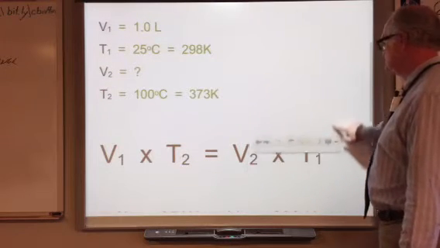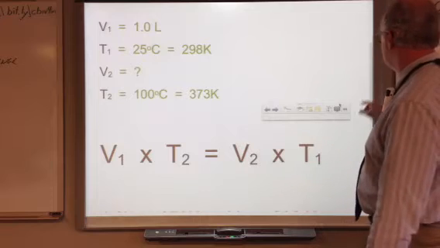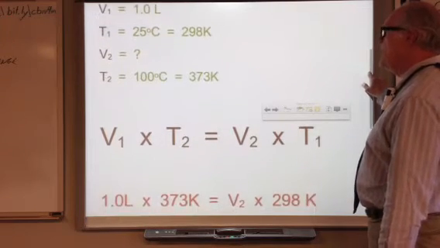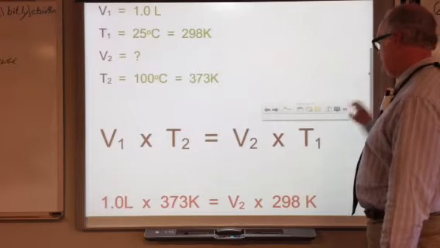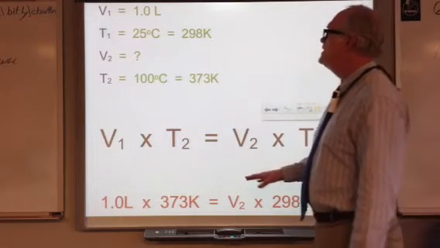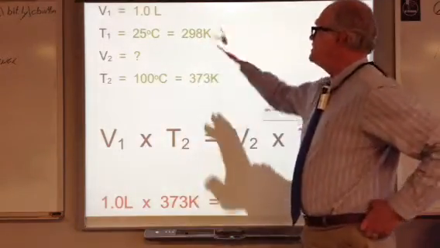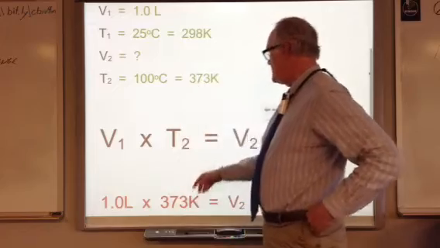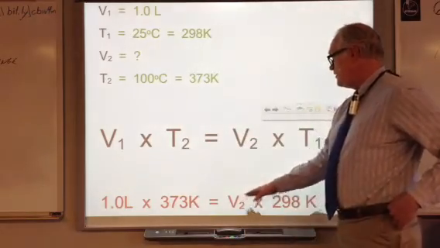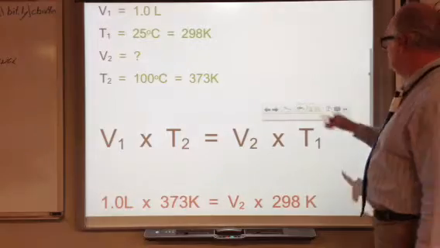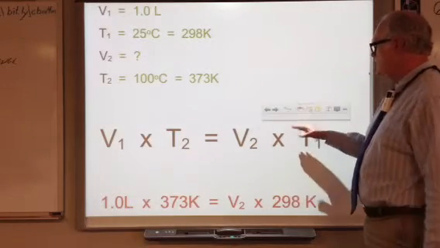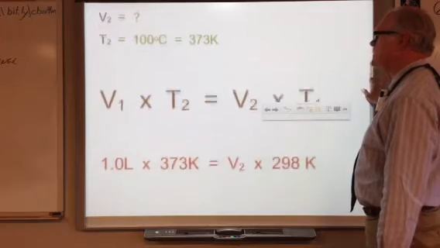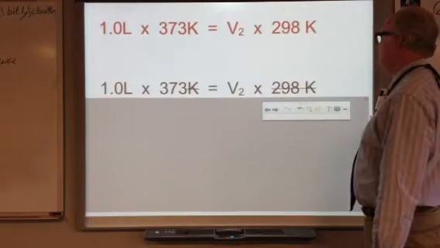Here's our formula for Charles' law. V1 times T2 equals V2 times T1. And we can take that formula and substitute in our values. So we know that V1 is 1 liter, T2 is 373 Kelvin, V2 we don't know, and T1 is 298 Kelvin. So in red here we have our equation with the values that we know substituted in. And from there it's a matter of doing some math.